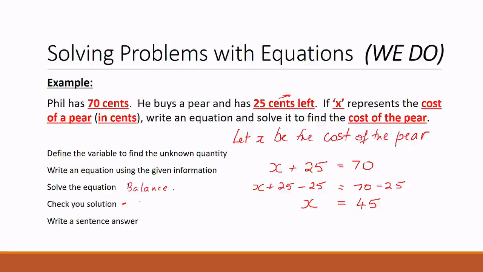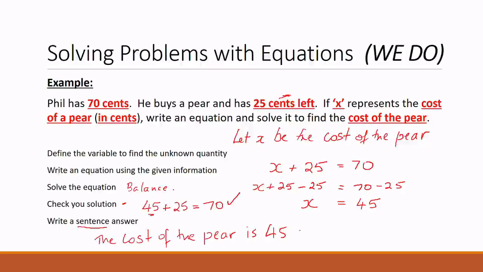Let's check. So I check my solution. I now substitute into my equation 45. So I'm going to go 45 plus 25, and that indeed equals 70. So I reckon I have the right answer. And now I write down what the actual answer is as a sentence. So therefore, the cost of the pear is 45 cents.